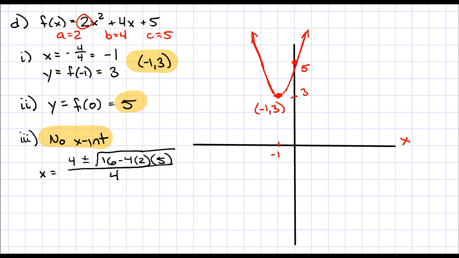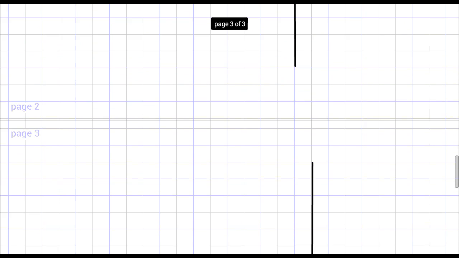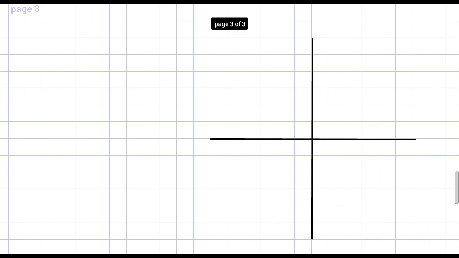Okay, but it's much easier just to think through the problem based on where the vertex is and the fact that the parabola opens up. If this parabola had opened downward, then we would get x-intercepts. Okay, just 2 more quick examples.